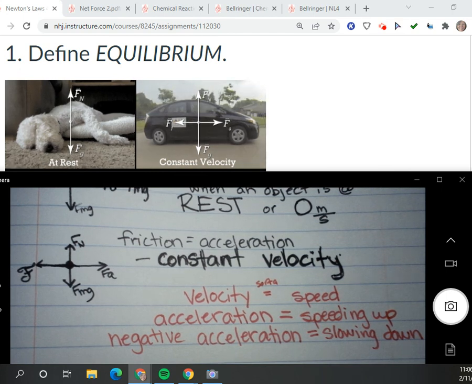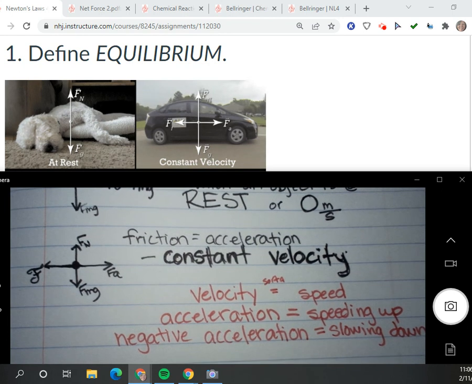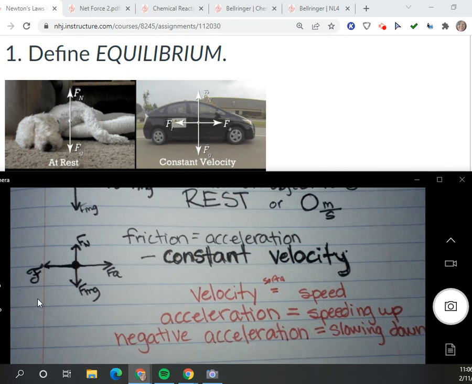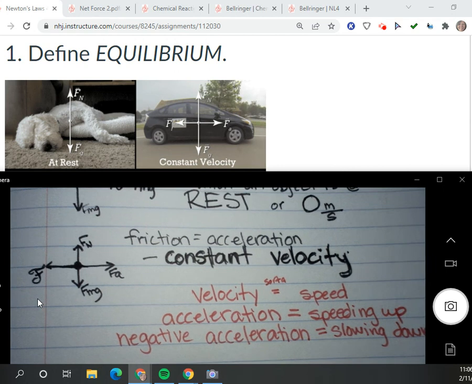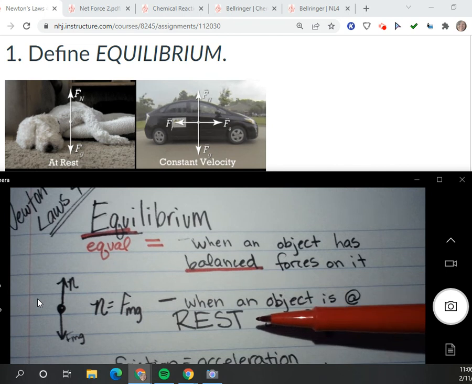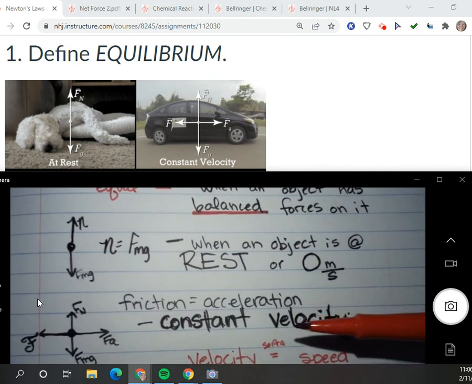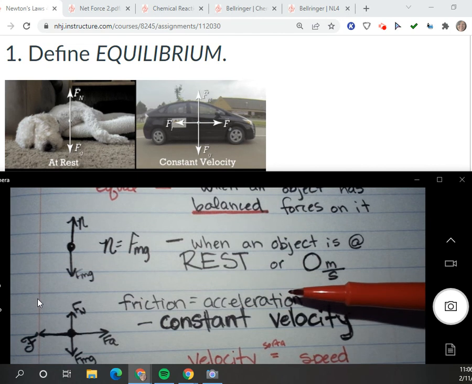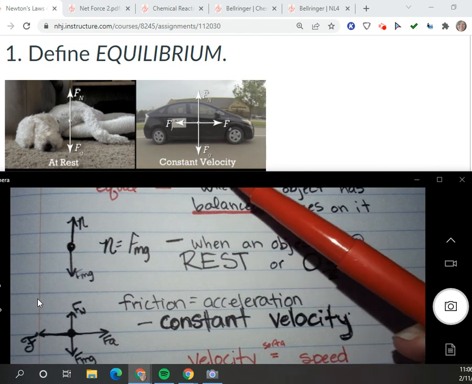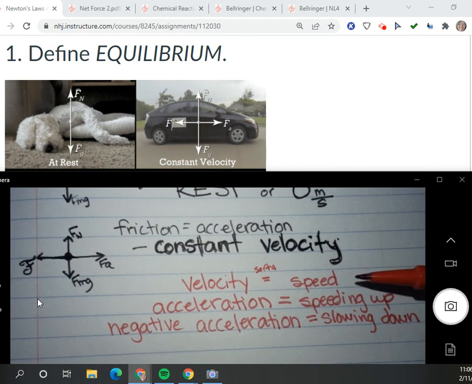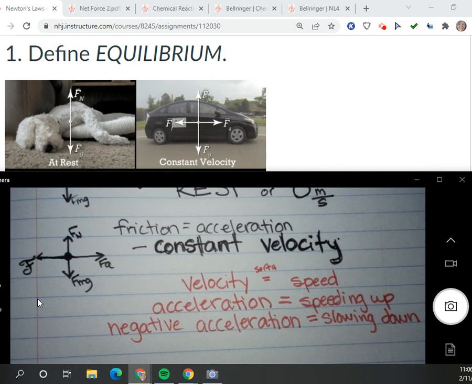All right, so really the big deal about today is that word equilibrium. Equilibrium is our big deal for today. In this note section, we have two ways that we can get to equilibrium: when an object is at rest, or when an object is in constant velocity. So the friction equals acceleration. We're not sitting still, we're still moving like our car here, but we're not speeding up or slowing down. That speed is constant, the same throughout.